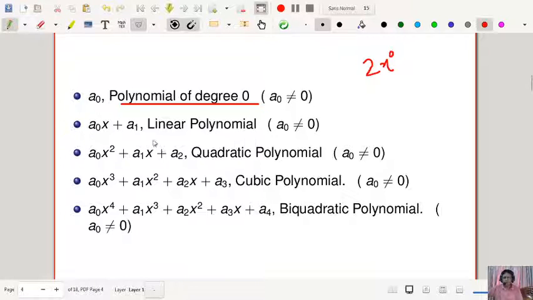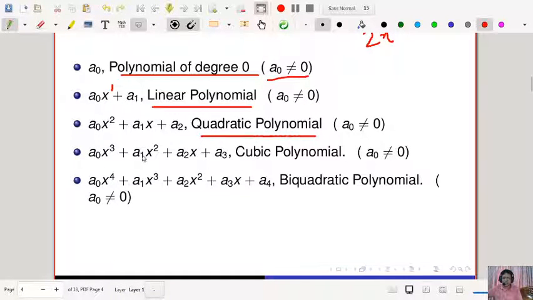Okay. What is a linear polynomial? Linear polynomials are a naught x plus a1. Look at that, the power of x is 1. And the highest coefficient is not equal to 0. The coefficient of the highest power of x is always not equal to 0. What is a quadratic polynomial? Quadratic means it must have power 2, right? And what is a cubic polynomial? Power 3. And the biquadratic polynomial has power 4, a naught x to the power 4.